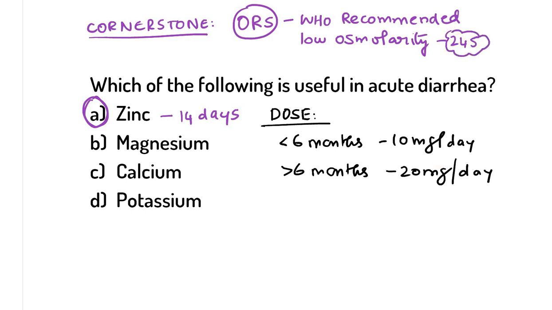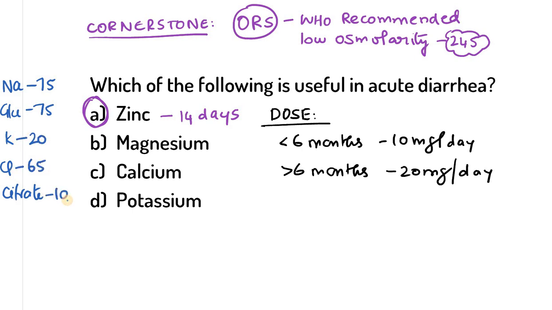Right. Now you should also know the individual components. How much is sodium? How much is potassium? All those are asked in your question. Sodium, glucose, potassium, chloride and citrate. Please remember sodium is 75. Glucose is also 75. Both of them are kept in equal proportion because in the gastrointestinal tract, sodium and glucose are absorbed together. Potassium is 20. Chloride is 65.